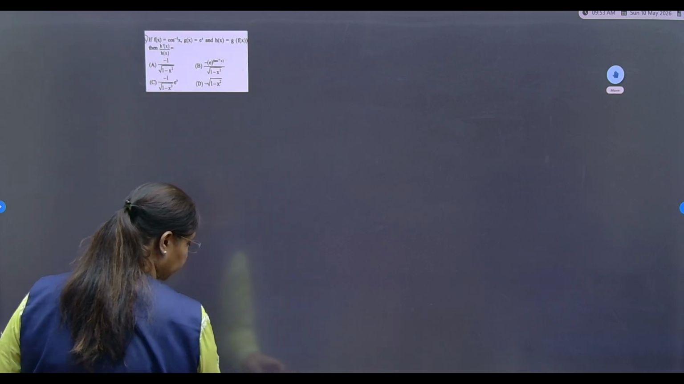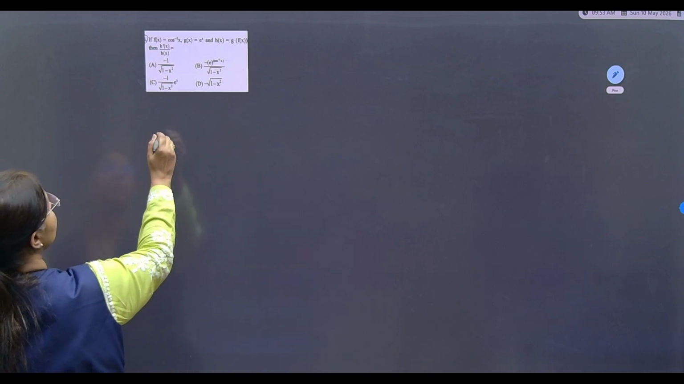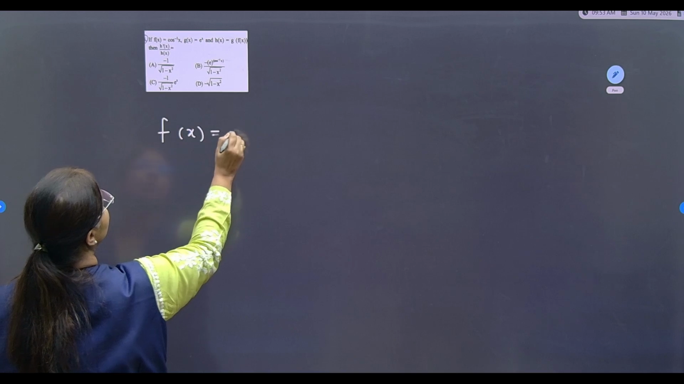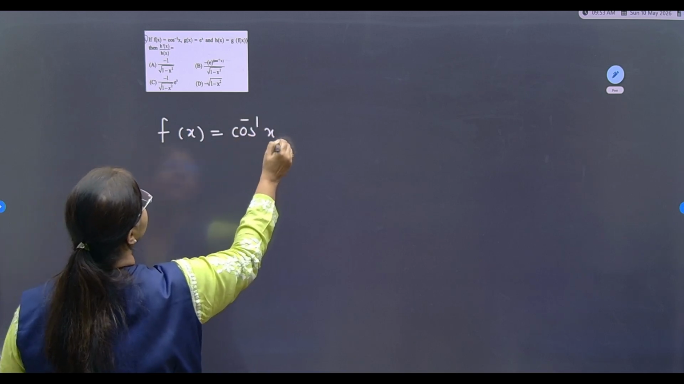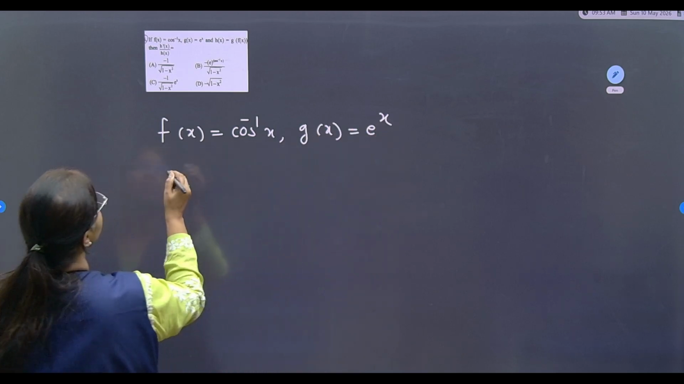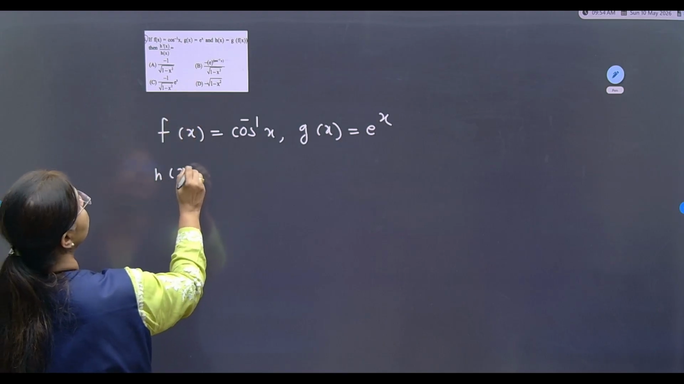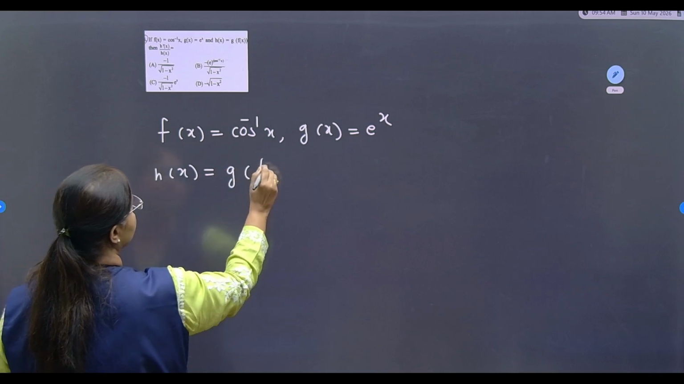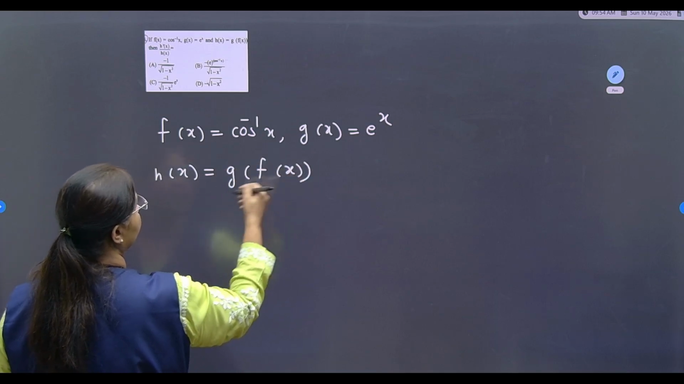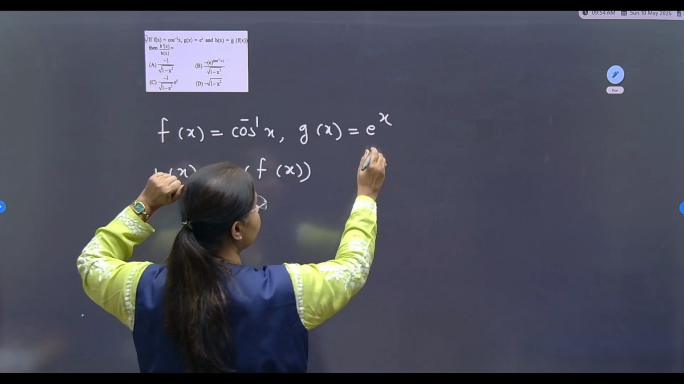Next example. f of x is equal to cos inverse of x. g of x is equal to e raised to x. Question: h of x is given as the composition of two functions, g of f of x. Find h dash of x upon h of x.